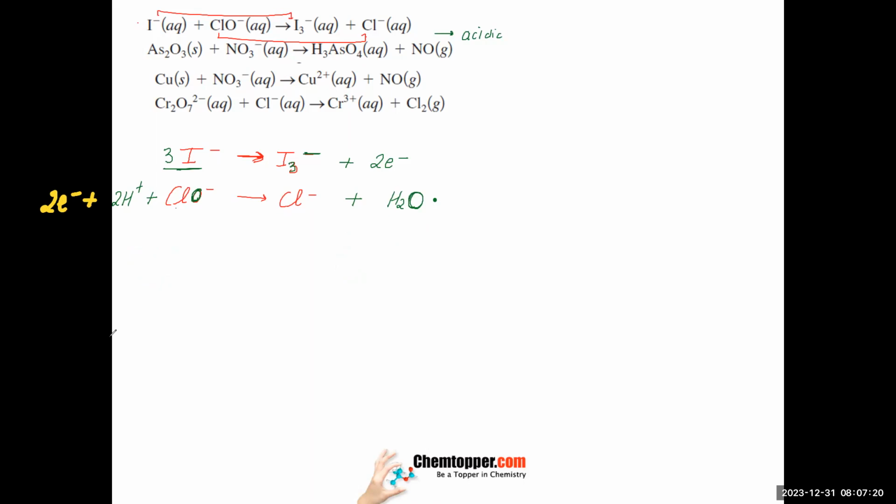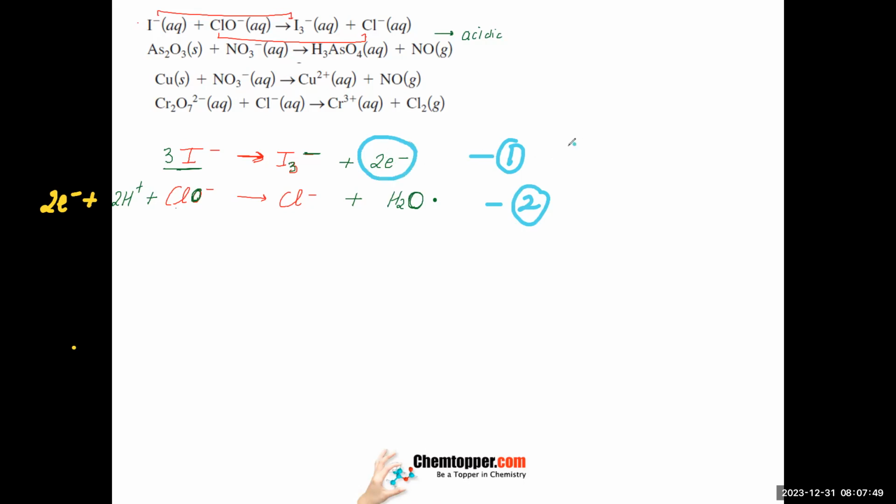Very good, Shrihan. Now check. These two equations are now balanced. Two half reactions are balanced. So we have to jump now to rule number 3. Add these two balanced half equations after equalizing the number of electrons lost.